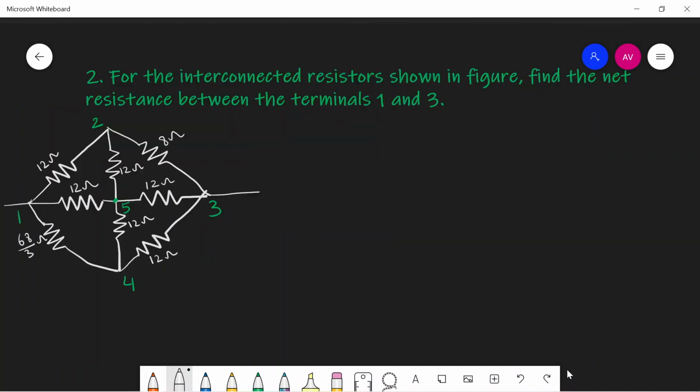For the interconnected resistor shown in figure, find the net resistance between the terminals 1 and 3. We are supposed to find the equivalent resistance between the terminals 1 and 3. And here we have 4 delta networks. Whenever you have 4 delta networks, at a time you solve or you convert any 2 delta networks into star networks. So I want to choose here this delta network and this delta network for conversion process. So let me redraw the figure.